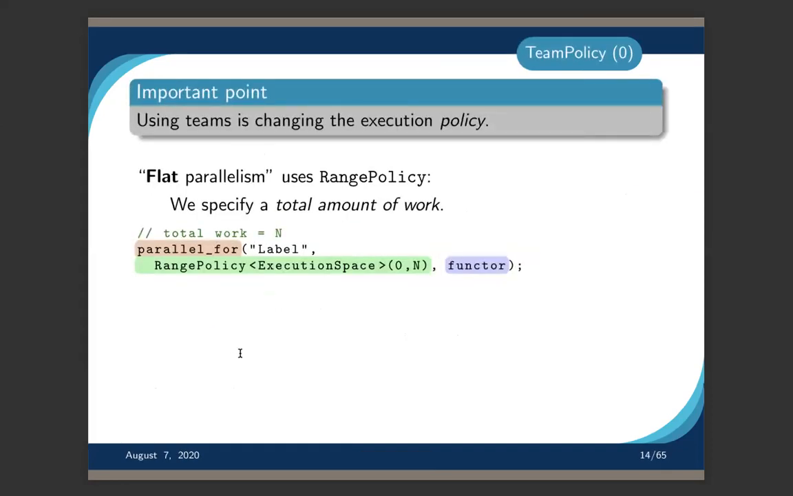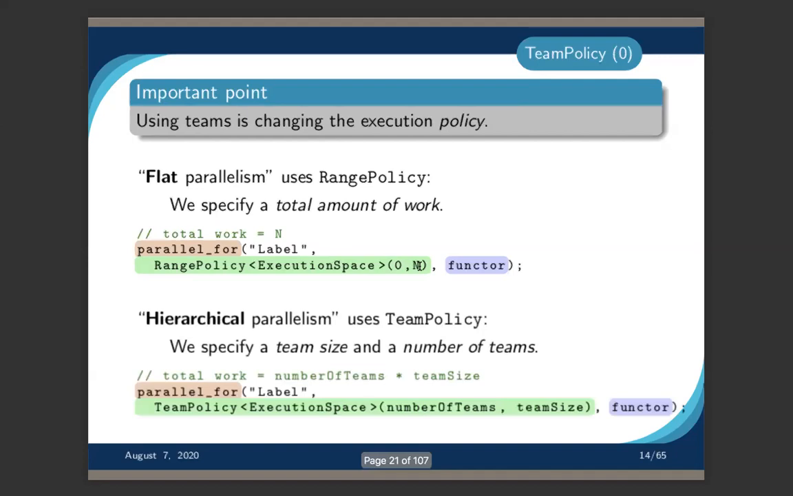So where do we start? The first important point is that using teams is changing your execution policy. Similar to how we changed to a multidimensional range policy from the simple range policy, the same happens with hierarchical parallelism. So instead of getting a range policy where you just give it the total amount of work or a begin and an end, we now use a team policy.